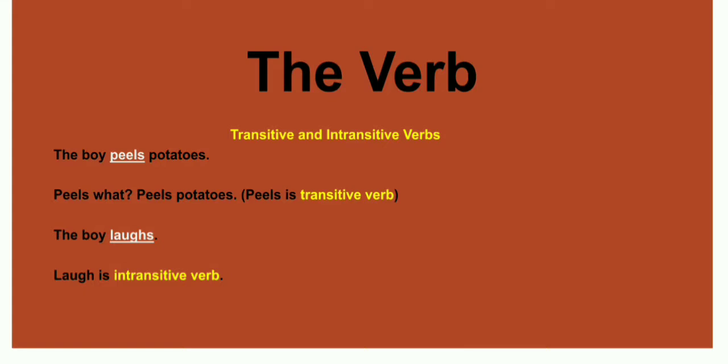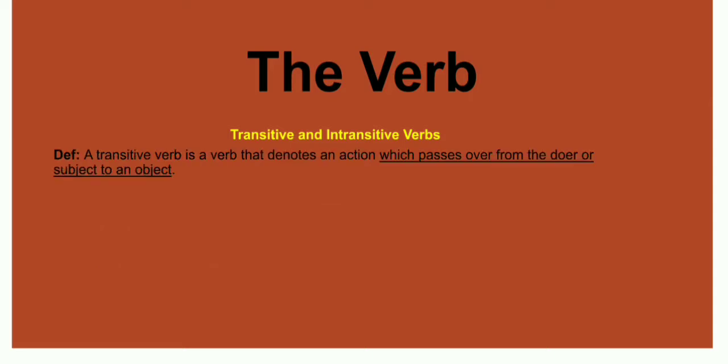So the definition of the transitive verb: a transitive verb is a verb that denotes an action which passes over from the doer or subject to an object. A transitive verb is when the subject of the verb passes the action to an object of the verb. We have the example, the boy peels potatoes. So the boy peels is the action of the subject. Peels what? Peels potatoes.